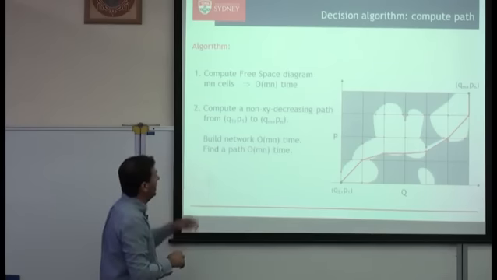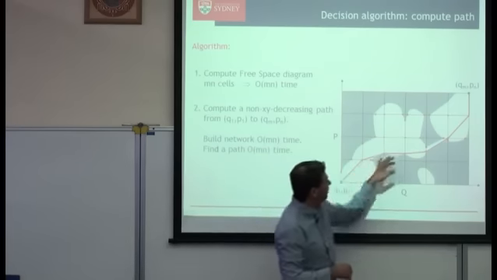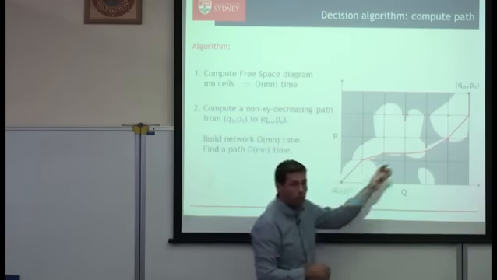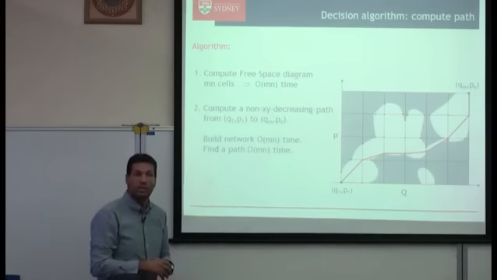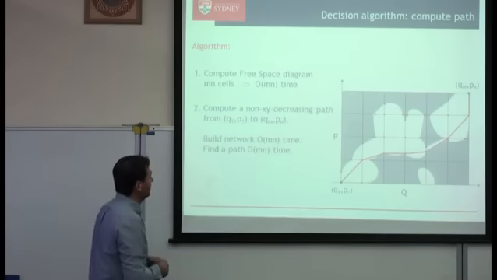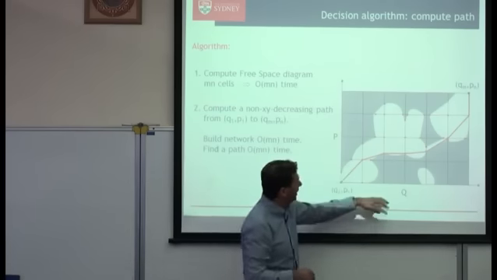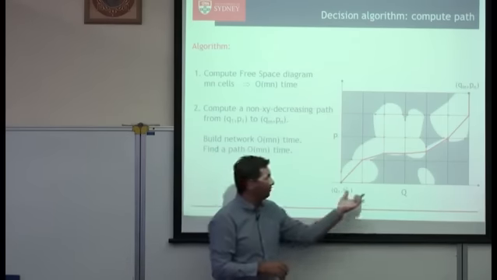And if there exists a non-decreasing xy-monotone path from the bottom left point to the top right point, then we know that the Fréchet distance between the two curves is at most r. Okay? Building this free space takes the complexity of Q times the complexity of P, because we have to look at every pair of segments.